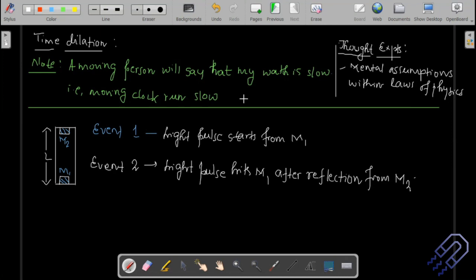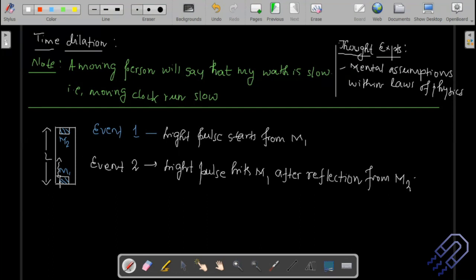For understanding time dilation, let's consider a cylindrical chamber like this, with a mirror M1 connected on one end and one more mirror M2 connected on the other end. Now imagine you have a light bulb here, which has the capacity of sending light signals, that is, a light pulse. You'll ask, why should we consider a light pulse? Because here we are considering speed c. So for speed c, we will consider a light pulse.